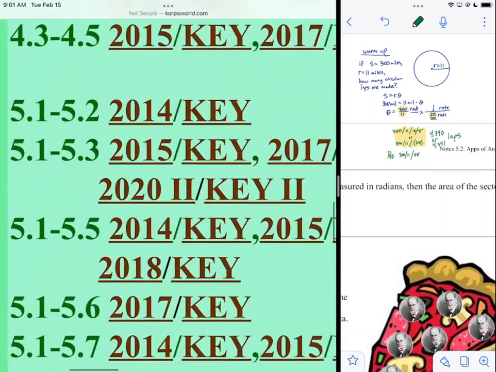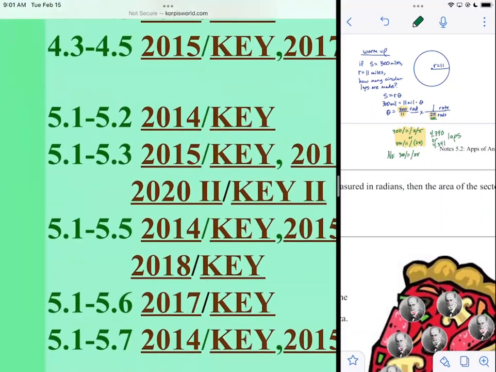And notice there's only one test out there so far that covers 5.1 to 5.2, and it's from 2014. And I have the answer key there that has not only the answers to the multiple choice, but it's all worked out. I literally had this test in front of me while I made the test. So I went through and I was like, yeah, I like that question. I liked all the questions except one of them. One of the multiple choice questions I changed.